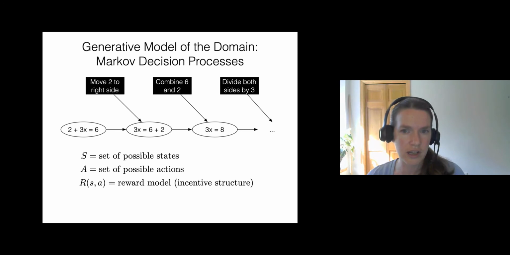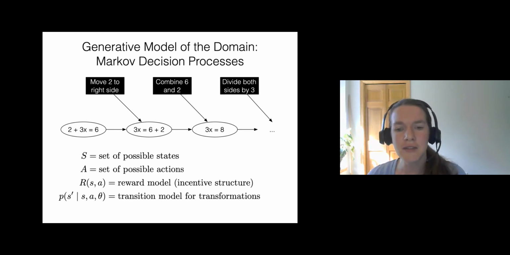What is the student trying to do, or what does she believe she's trying to do? What does she value? And then finally, a transition model for transformations. So this is what the student believes is going to happen based on the actions that she takes. In equation solving, since she's actually writing down the next equation, she actually has complete control over that. So it's how does she think this works?